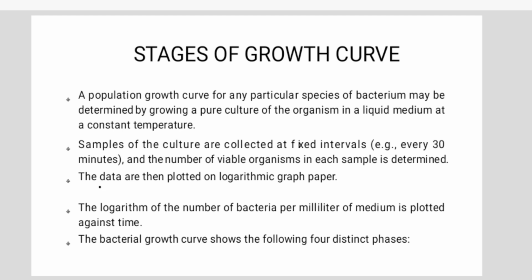A population growth curve for any particular species of bacterium may be determined by growing a pure culture of the organism in a liquid medium at a constant temperature. Samples of the culture are collected at fixed intervals, every 30 minutes, and the number of viable organisms in each sample is determined. The data are then plotted on logarithmic graph paper. The logarithm of the number of bacteria per milliliter of medium is plotted against time. The bacterial growth curve shows the following four distinct phases.